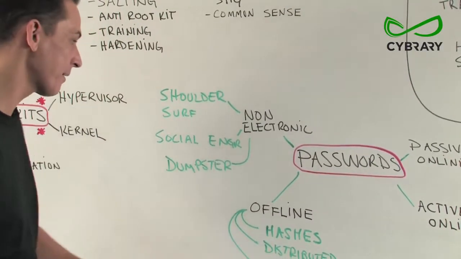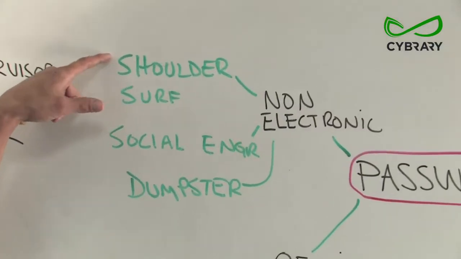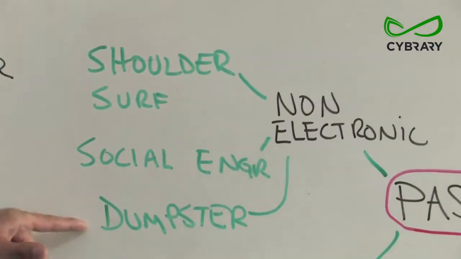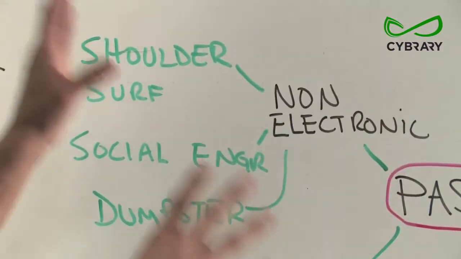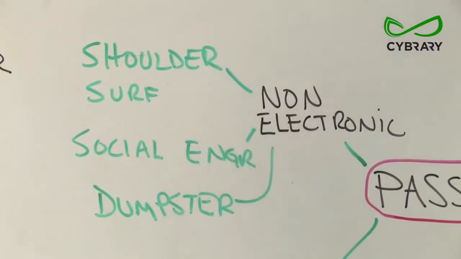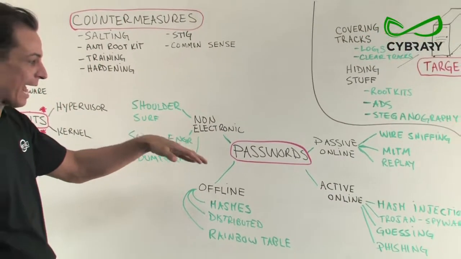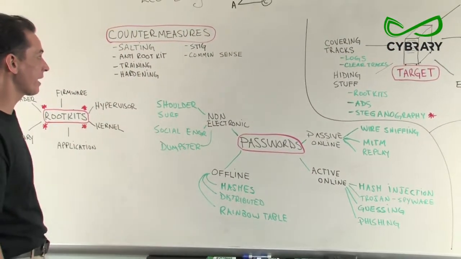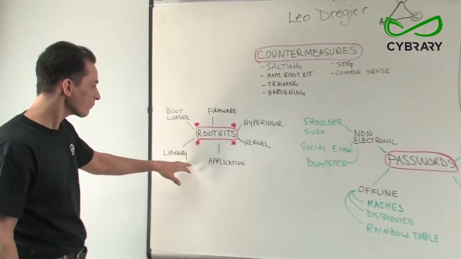You must master that. And then the non-electronic means would be things like shoulder surfing, social engineering, and of course digging through the trash. So that's the four major areas of getting a password: passive online, active online, offline, and then non-electronic. Let's go over to one other area here.